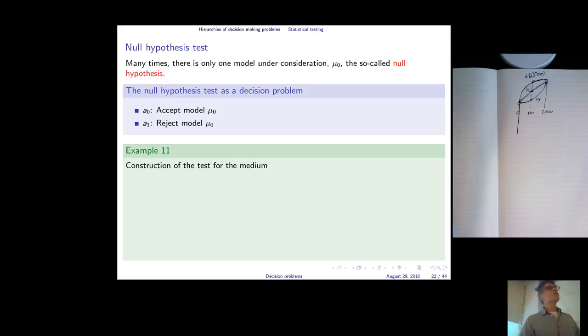So if there is no other model, then there is this problem called null hypothesis testing. There is some model that you can specify, and then you would like to see whether the data comes from this model or something else. But the something else is not really defined. That's actually a problem because it creates many problems in reproducibility.